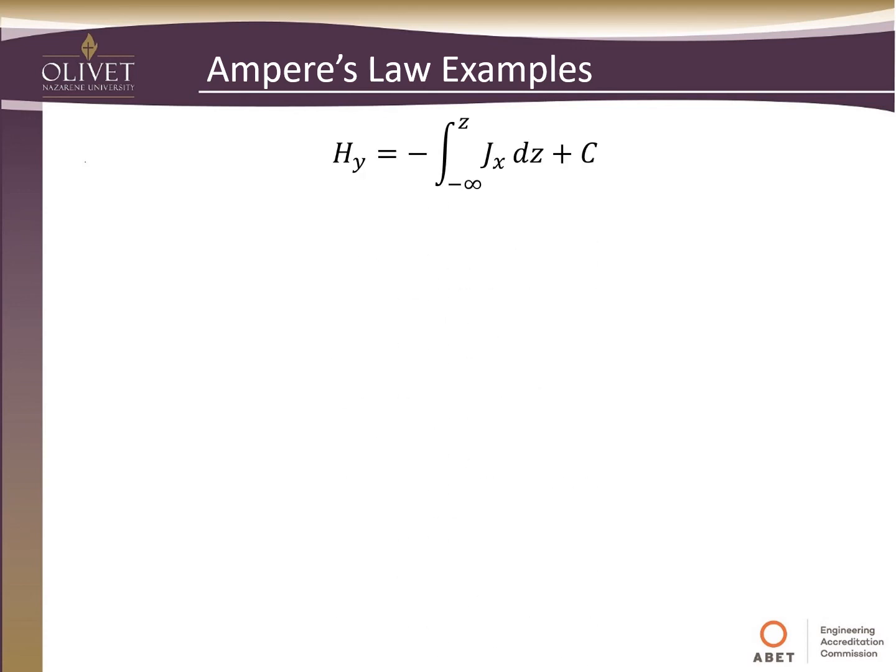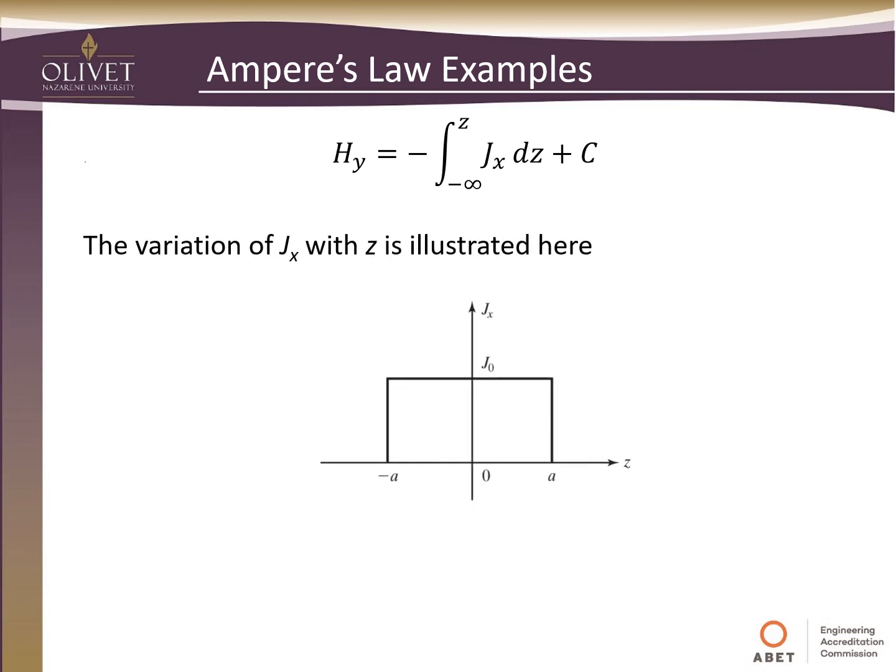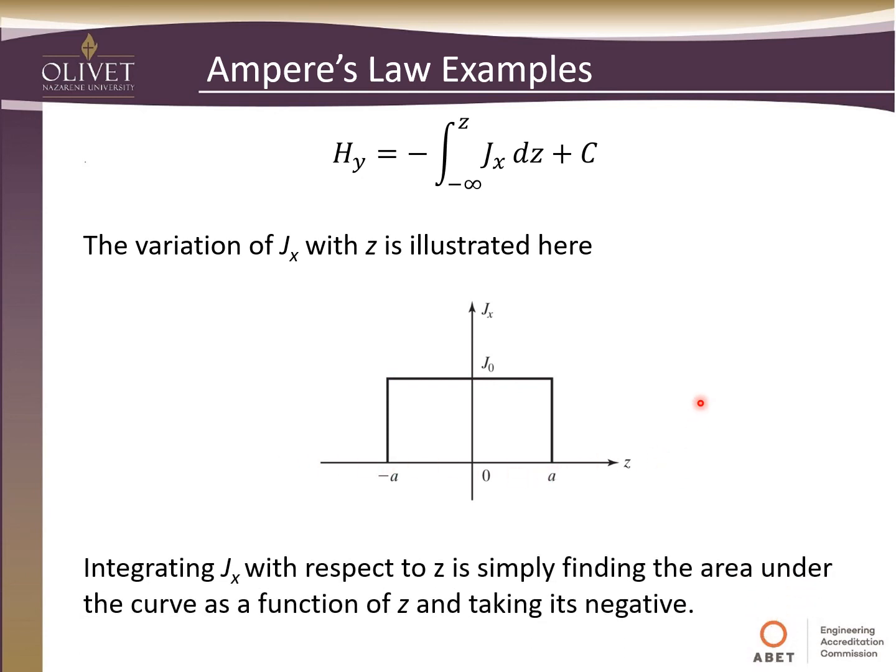So now we have this field again. The variation of J sub x with z is illustrated here. Remember, we have this current density that's just defined from negative a to a, so it's just this constant value here. When you get outside of a, then you don't see any current. So if we integrate J sub x with respect to z, it's simply finding the area under the curve as a function of z and then taking its negative, because we have this negative sign up here.